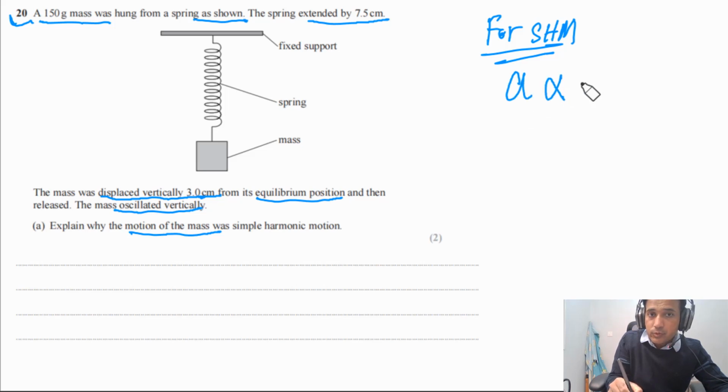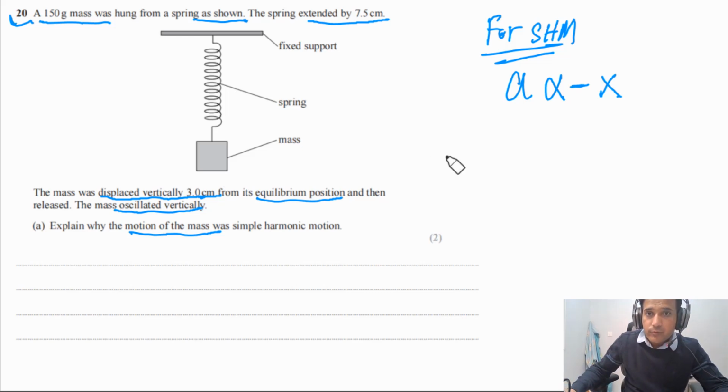Acceleration is directly proportional to displacement, but here we also have a negative sign. It means that acceleration and displacement are directly proportional, but they are in opposite directions. When acceleration is positive, displacement is negative. When displacement is negative, acceleration is positive. And acceleration and force are always in the same direction. So we can say force and displacement are directly proportional, but they are in opposite directions. And this is true for this system as well. So that's the reason the motion of this one is simple harmonic motion.